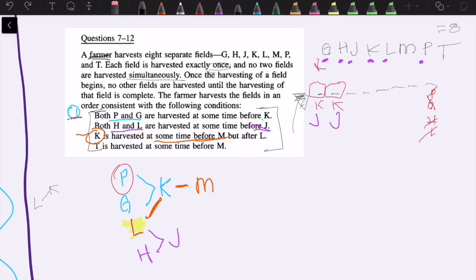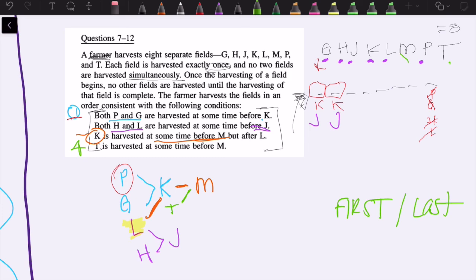All right, so then let's go on to our last, which is T is harvested at some time before M. So right here, all I'm going to do is go in here to my M and just put a T before it. And so all of our letters have been used at least once. And so whenever we finish like this, the 2 things that I like to think about are what letters can be first and what letters can be last.